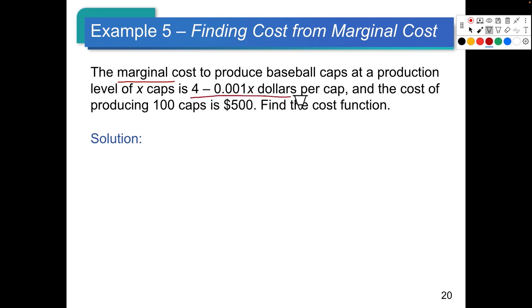This is what they're giving us, dollars per cap, and you'll see that word per, so we know this is a rate, right? So they say the production of x caps is this, and the cost of producing 100 caps is 500. Find the cost function. So find the original total cost function, not the marginal. That means we have to integrate 4 minus 0.001x dx, and then we can get back to the cost function.